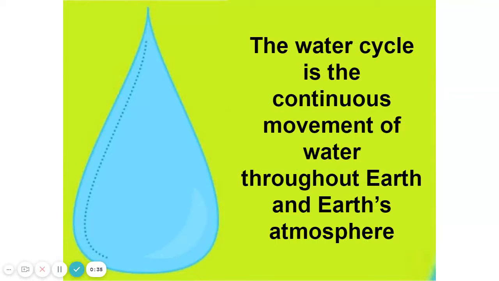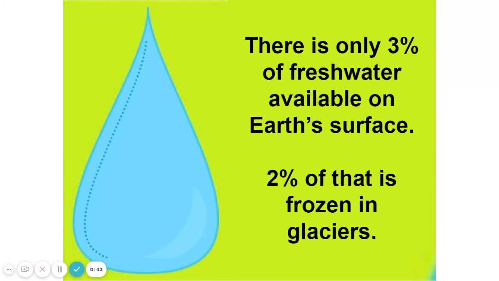The water cycle is the continuous movement of water throughout Earth and Earth's atmosphere. There is only 3% of fresh water available on Earth's surface. So that means that 97% of the water on Earth's surface is salt water. So 3% of fresh water is available, and 2% of that is frozen in glaciers. So there's only 1% of fresh water available on Earth's surface for us to drink. That's crazy.